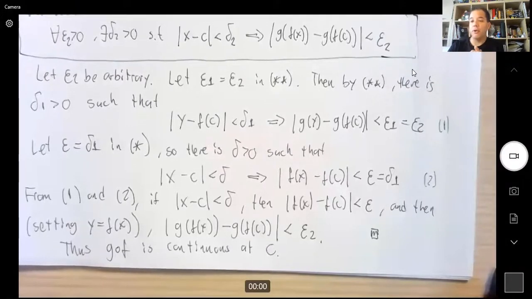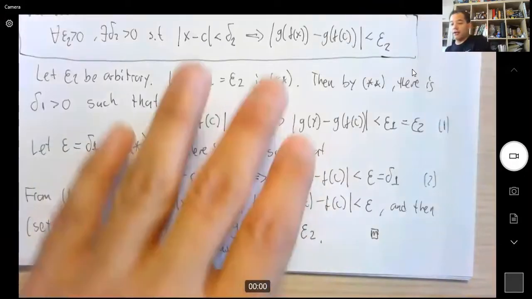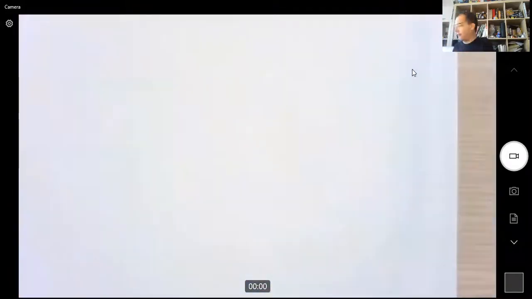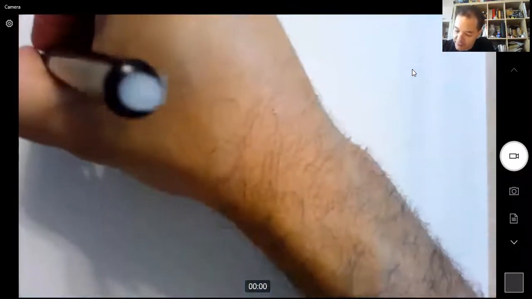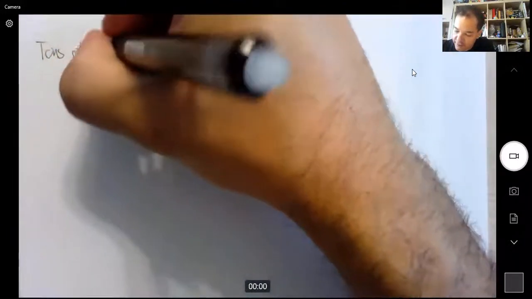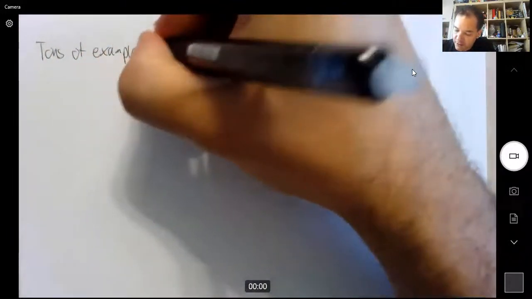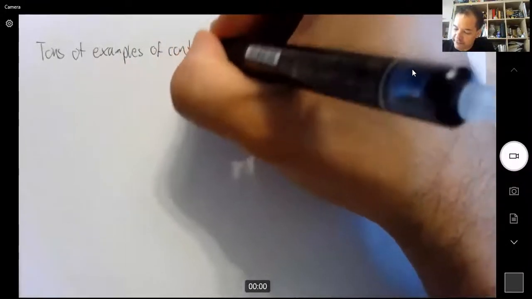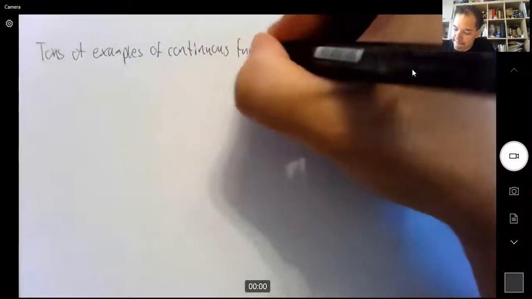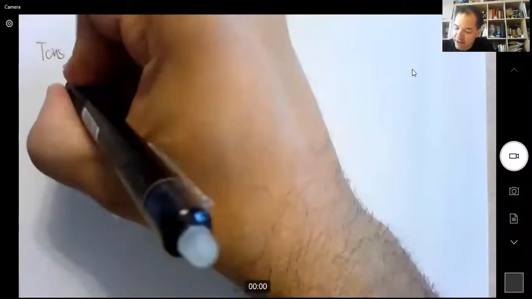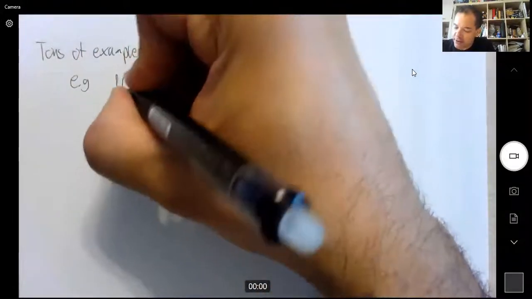Because, for example, we already ascertained that the square root function is continuous. We already know polynomials are continuous. So then we can now argue that the square root function of, so let me write it here, tons of examples of continuous functions. For example, root x is continuous.